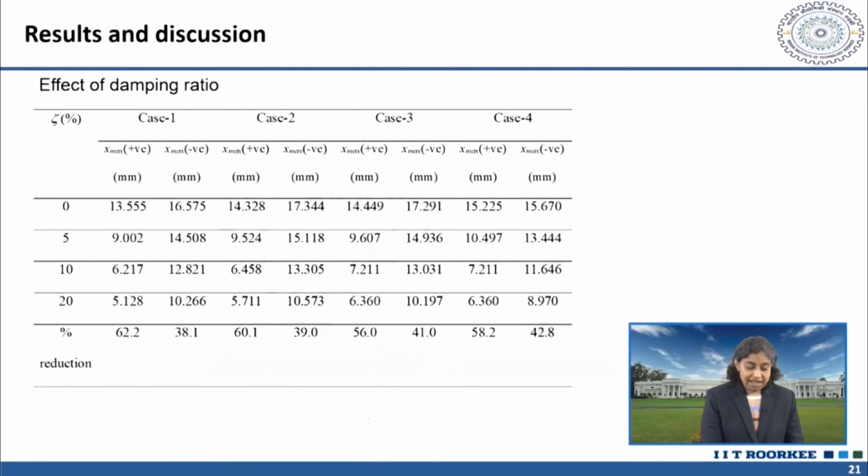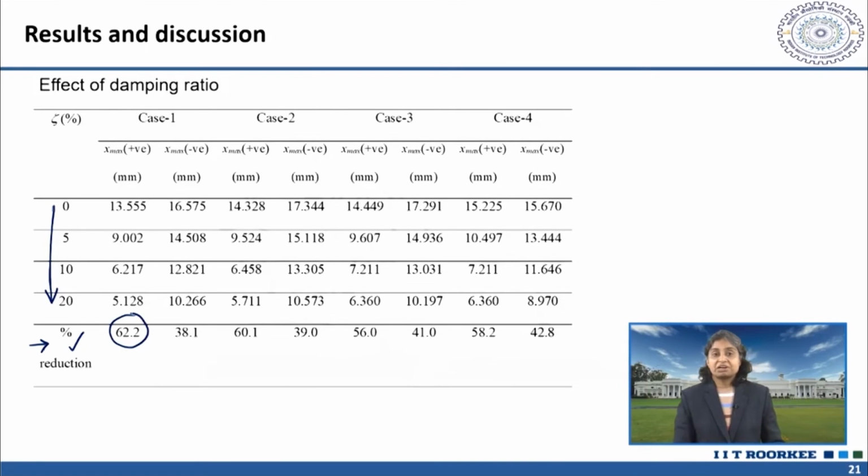So, for all the cases, as we increased the damping ratio from 0 to 20%, the displacement reduced significantly, and here the percentage reduction is also given in the last row. You can see that the reduction can be as high as 62.2%, approximately 63%, and in the same case, for the negative maximum displacement, it is about 38%.